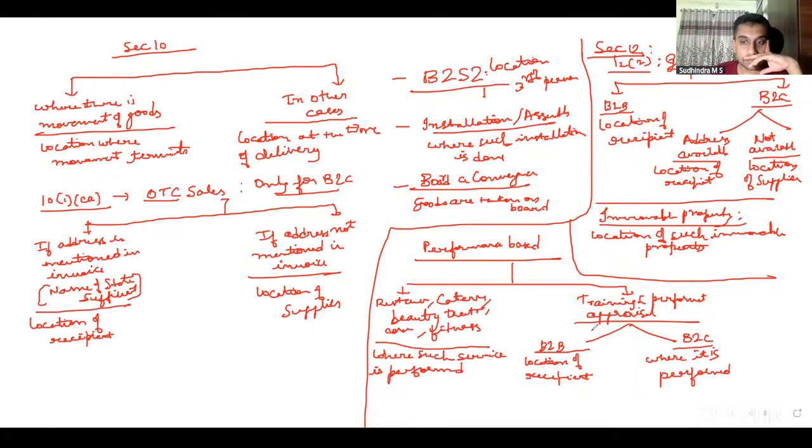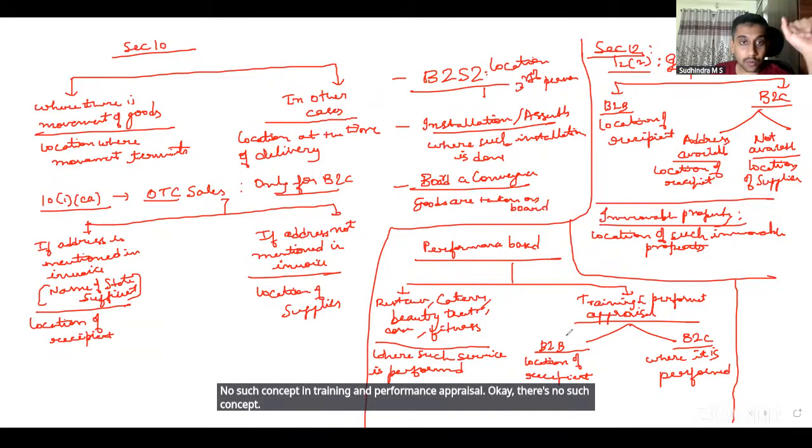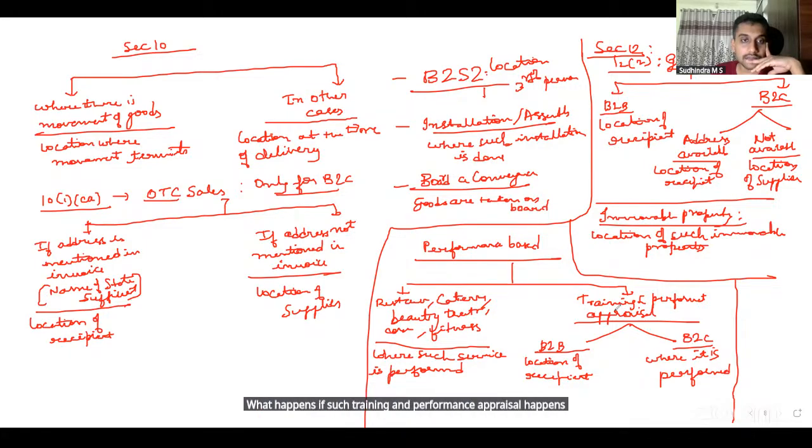Location of recipient. There is no such concept in training and performance appraisal. Okay, there's no such concept. The discussion stops there. What happens if such training and performance appraisal happens in more than one state?